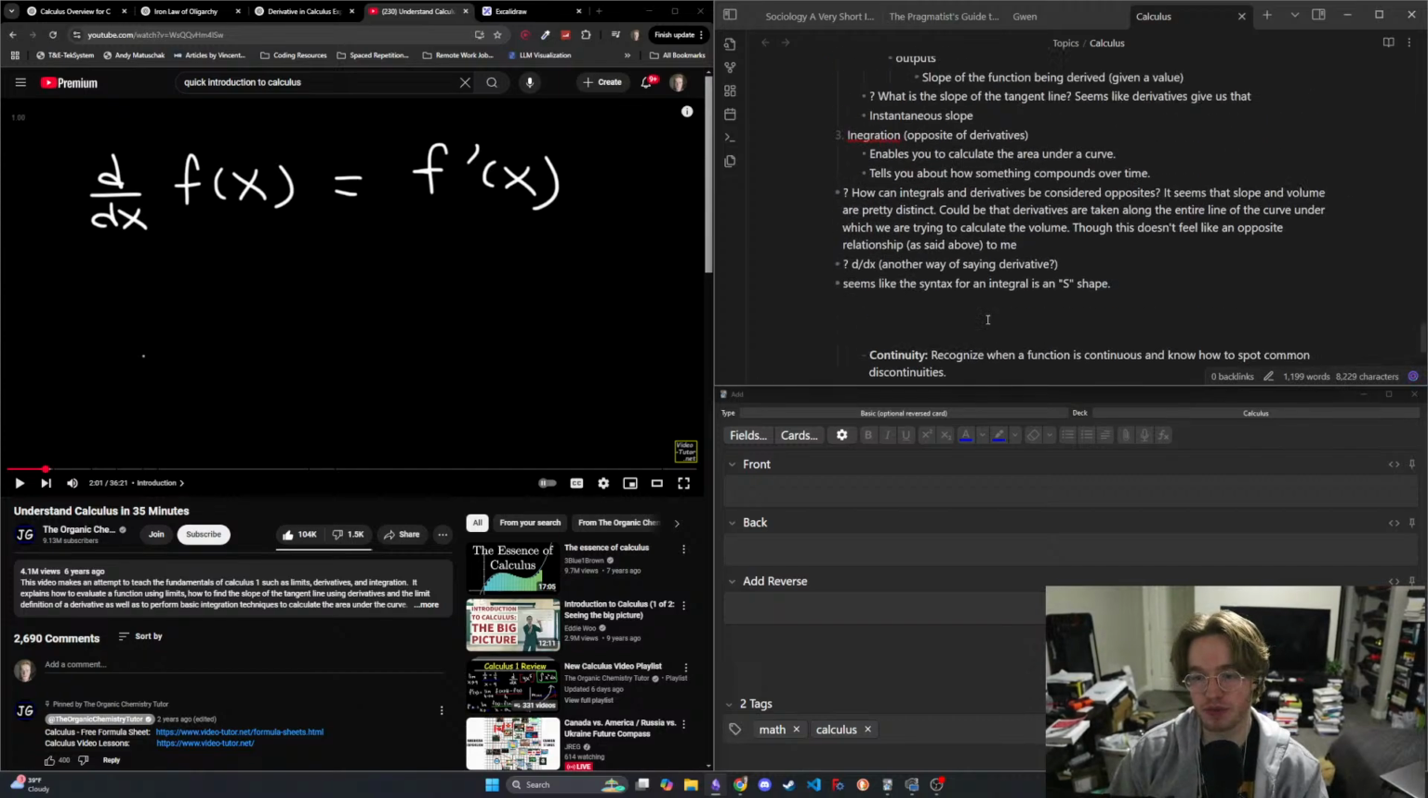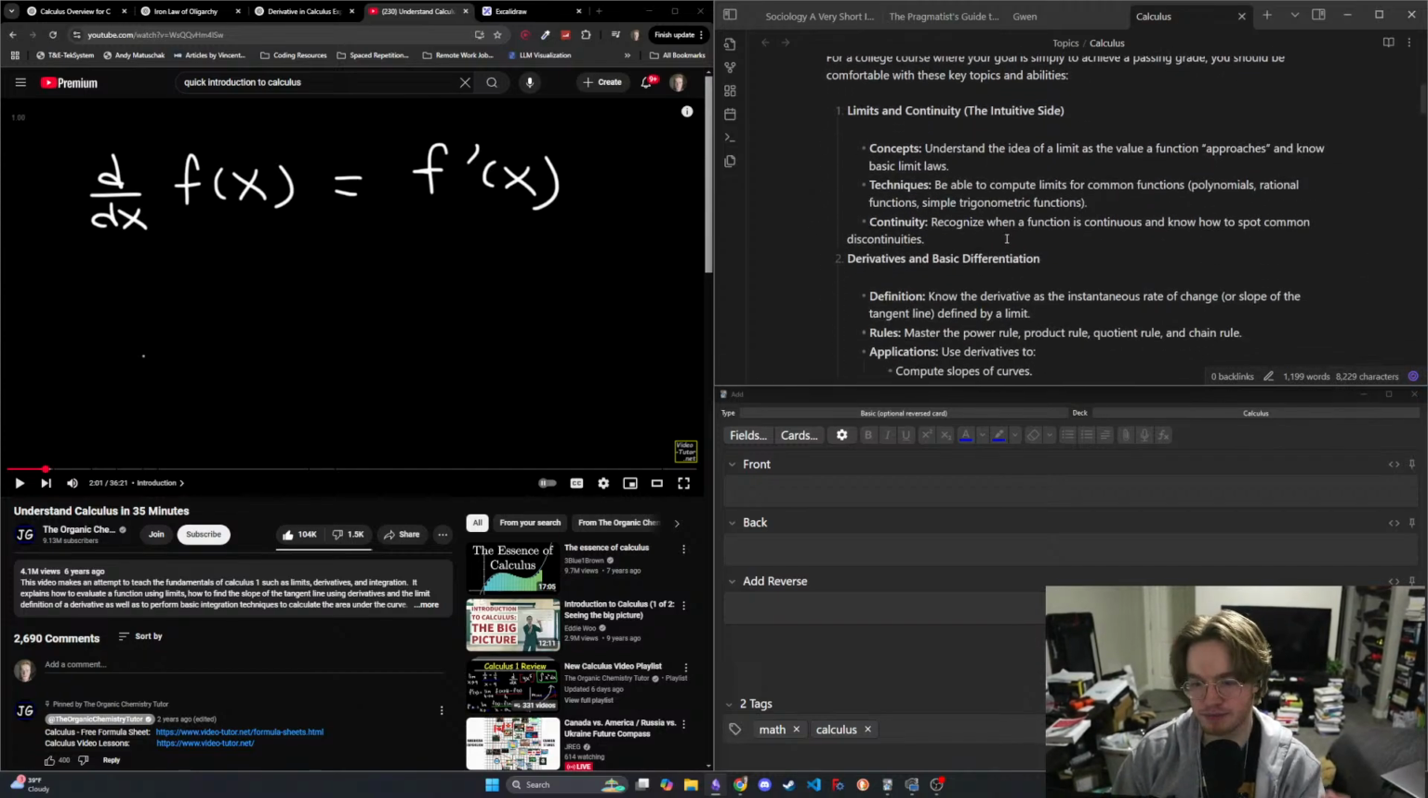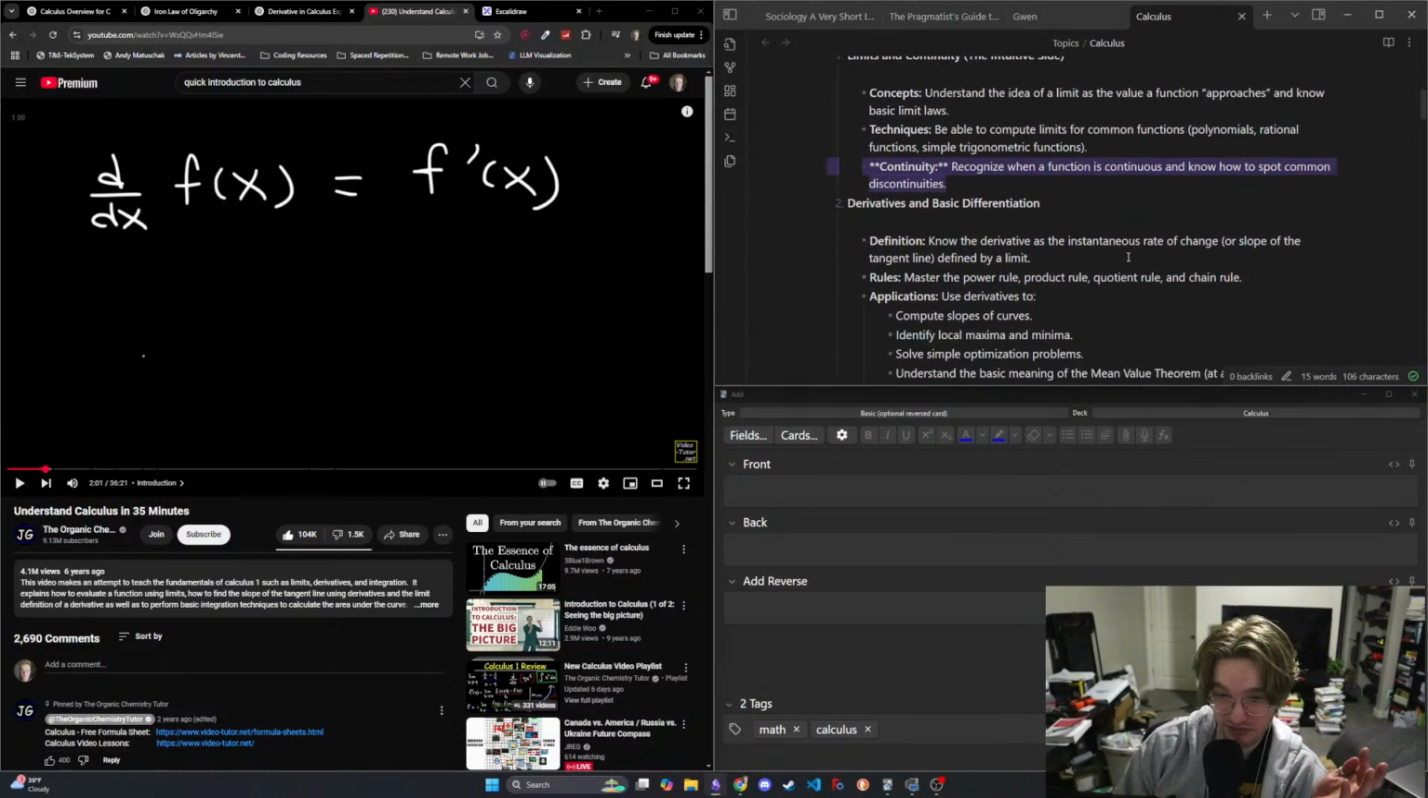Okay, so we'll just go back to the top now. I'm not 100% sure what we have for continuity here. And I think by computing limits, they may just be talking about the limit laws.